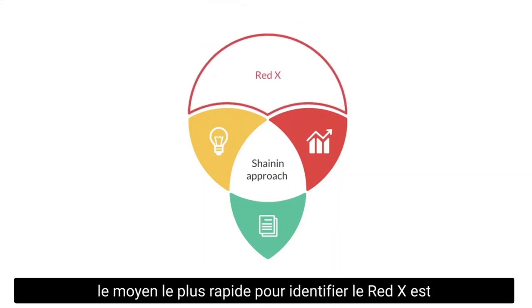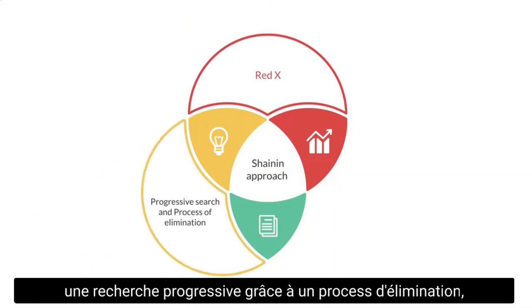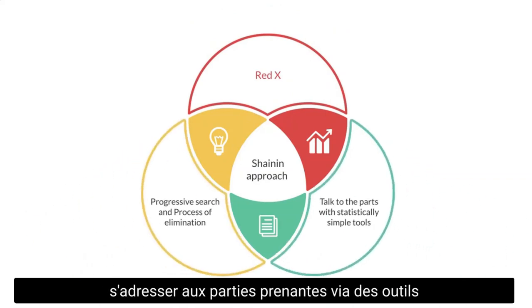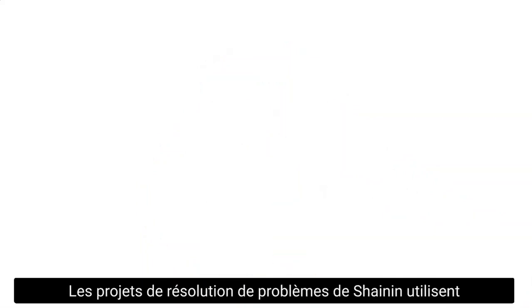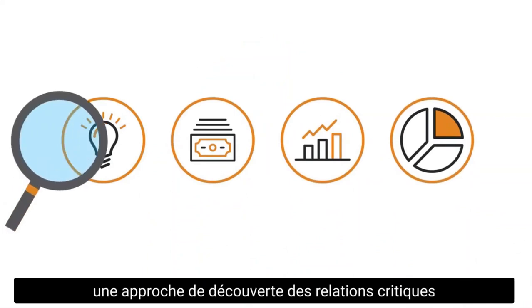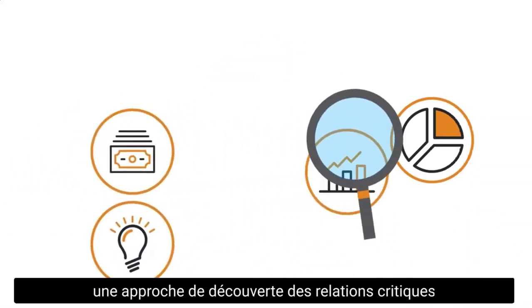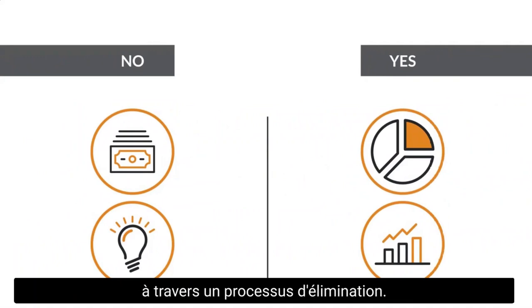The fastest route to identifying the Red X is a progressive search using a process of elimination. Talk to the parts with tools that are both rigorous and statistically simple. Shainin problem-solving projects utilize a discovery approach to uncover the critical relationships through a process of elimination.